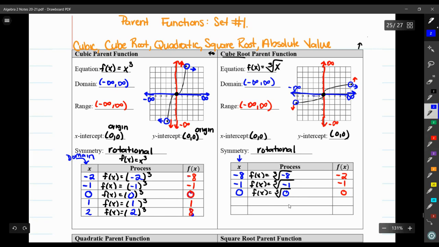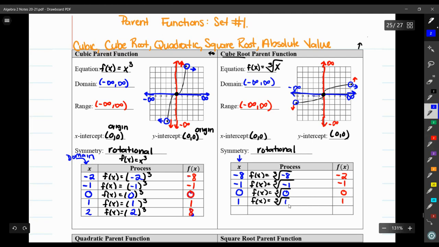The next perfect cube would be a 1, positive this time. So we're going to do f of x equals the cube root of a positive 1. So what times itself 3 times is a 1? Well, that'd be a 1. 1 times 1 times 1.